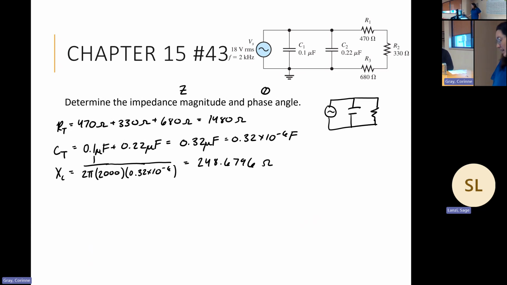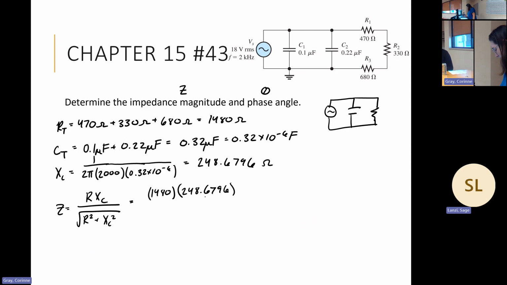So if I'm going to go through and do this, then I can just use Z is equal to R XC over the squares added together, square rooted. I'm going to drop my units to get my values. So I'll have 1,480 times 248.6796. If I'm being honest with this one here for the XC, I'm carrying more sig figs than I want, but that's because I have a 9 there. I'd rather carry too many than too few.